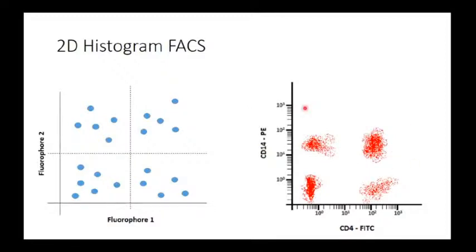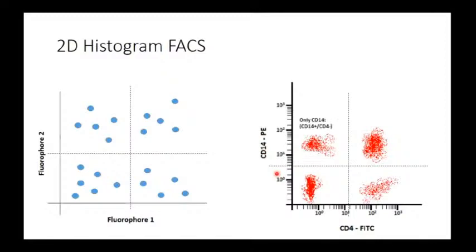And this is ideal to see how cells are shown in the two-dimensional histogram. So these cells, here we are studying two different proteins, CD14 and CD4. We are labeling CD14 with PE, and we are labeling CD4 with FITC. We are labeling them with different fluorophores.